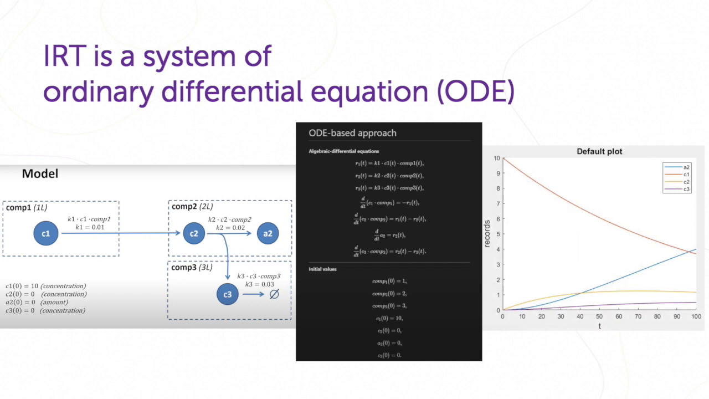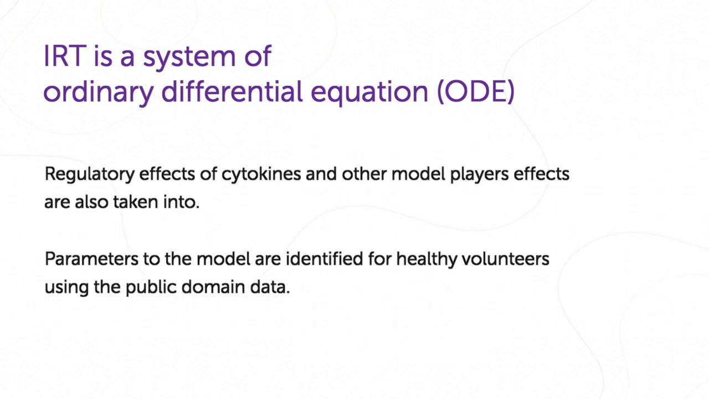Rate laws are described in accordance with the mass action law. All equations are derived from available experimental data. Regulatory effects of cytokines and other effects are also taken into account. Parameters of the model are identified for healthy volunteers using public domain data.